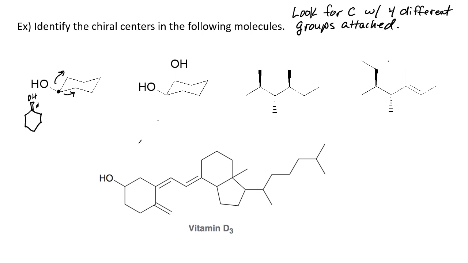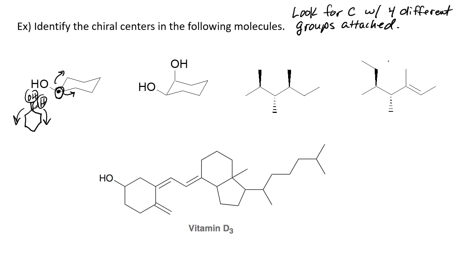So this carbon has a hydrogen, it has an OH, but do you see that going around the ring to the left and the right is exactly the same? So this carbon here is not a chiral carbon. There are no chiral carbons in this molecule, therefore it is not a chiral molecule.